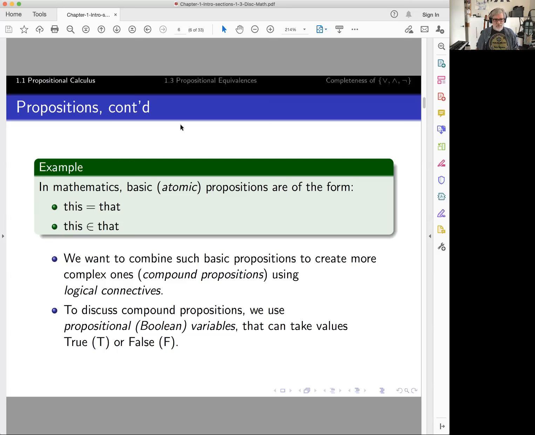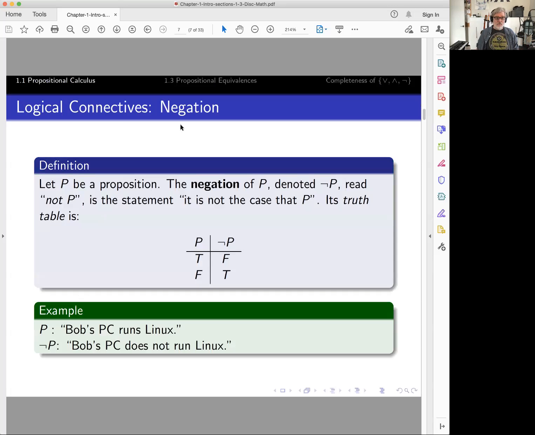Okay, so let's take a look at our first connective. It doesn't connect two things. It's still called a connective, but view it as an operation on propositions. So you start with a proposition P, and you create a new proposition, which is called the negation of P. The notation right there is standard. That's read not P.